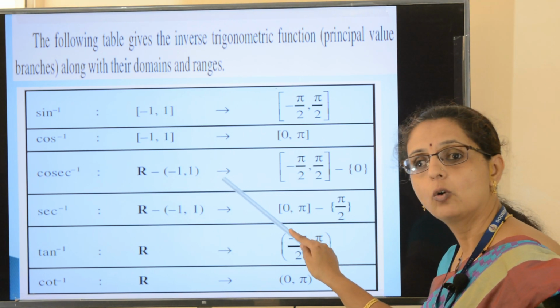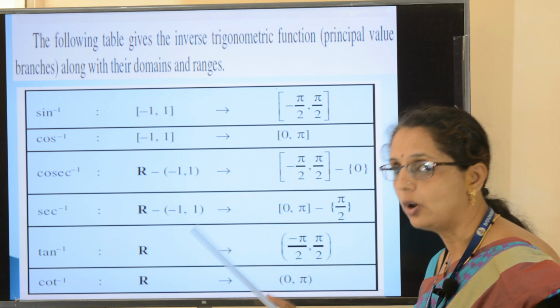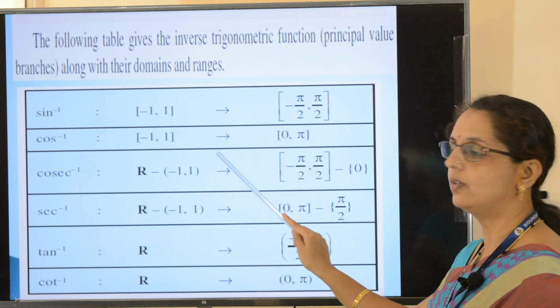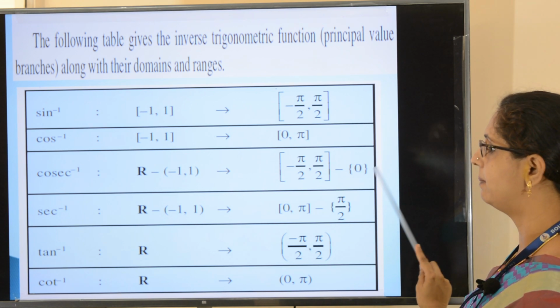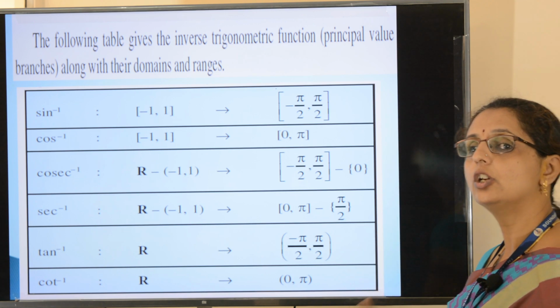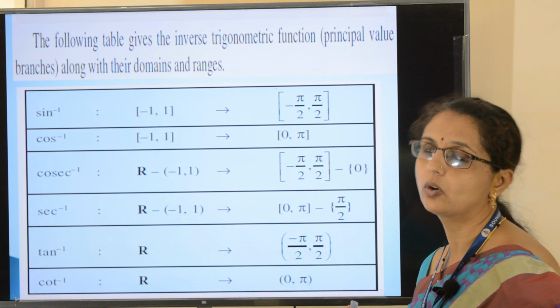Why have I considered the open interval, students? Because we cannot substitute x as either -1 or +1. Its range remains the same, but be careful, minus the element 0. Why should I exclude 0? When I put 0, cosec inverse is nothing but the reciprocal of sine inverse.